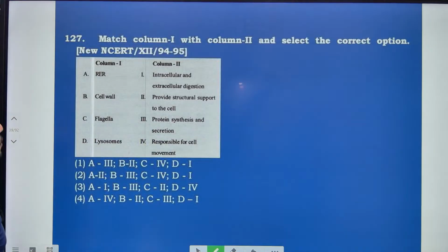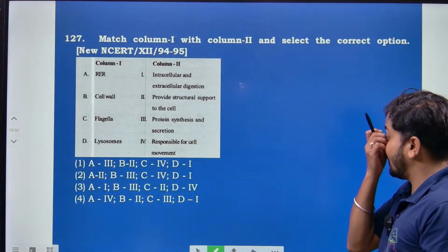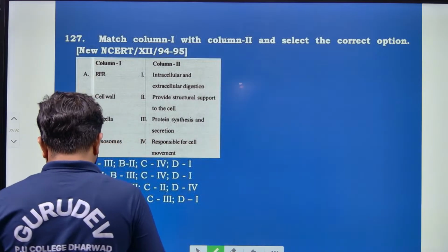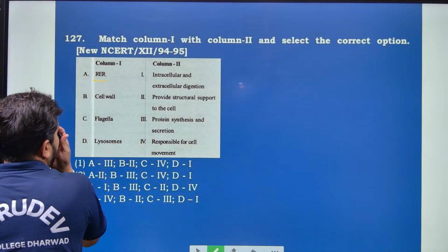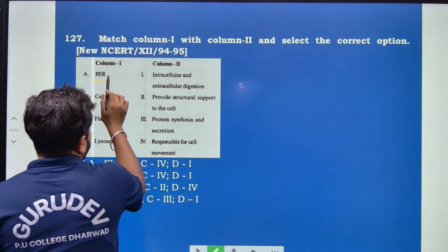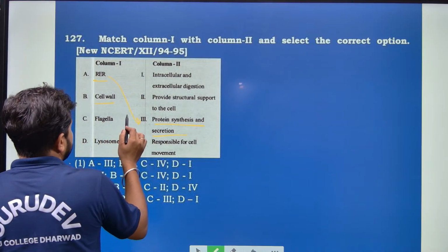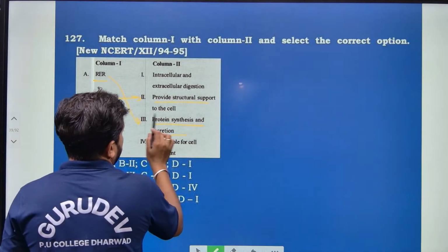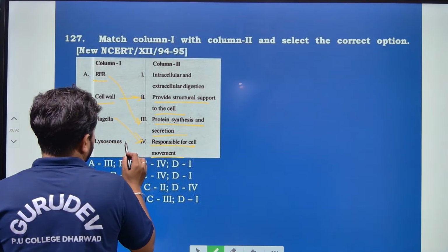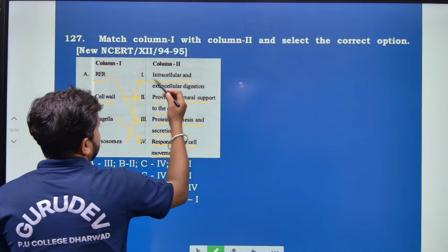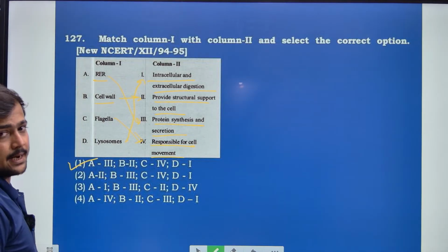Then the next question: match column 1 with column 2 and select the correct option. According to that, the RER, the rough endoplasmic reticulum, carries protein synthesis and secretion. The cell wall provides structural support to the cell. Flagella are responsible for movement. Lysosome is related to intracellular and extracellular digestion, right? So according to that, option 1 is correct here, right?